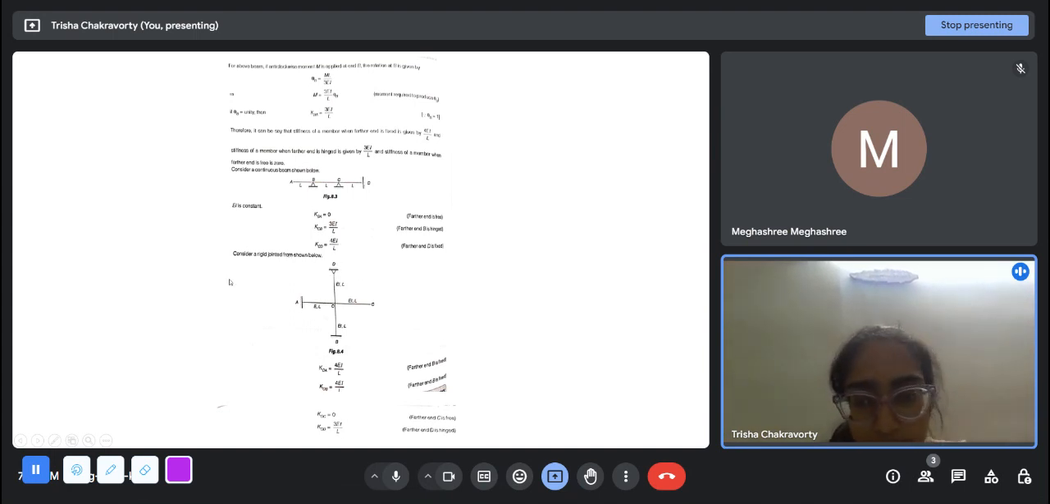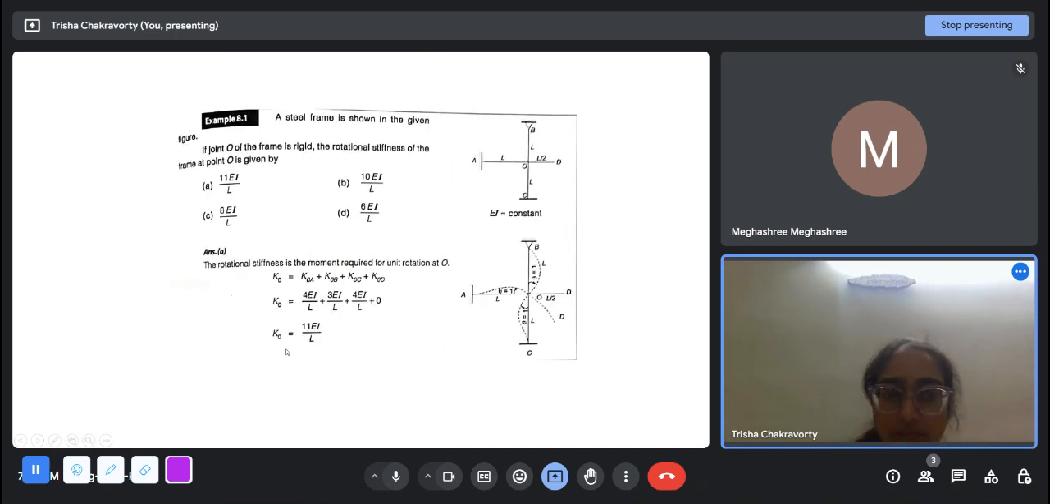So KCB is 3EI by L, and for KCD, if you look at D you find a fixed support, so KCD is 4EI by L. Similarly, in this joint, suppose you want to find all the stiffnesses at O with respect to all four. If you want KOC, it will be 0, right? Because C is a fixed support. If you look at KOD, it will be 3EI by L because D is hinged, and KOA and KOB will both be 4EI by L.